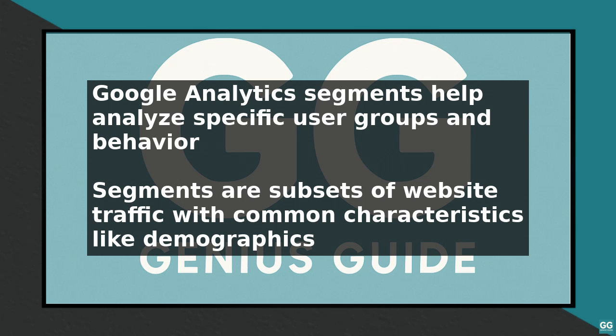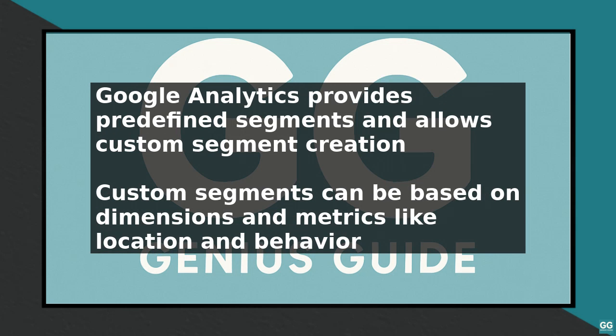To access segments in Google Analytics, navigate to the Reports tab and click on the Segment drop-down menu. Here, you'll see a list of predefined segments, such as all users, new users, and returning users. You can also create a new custom segment by clicking on the New Segment button.